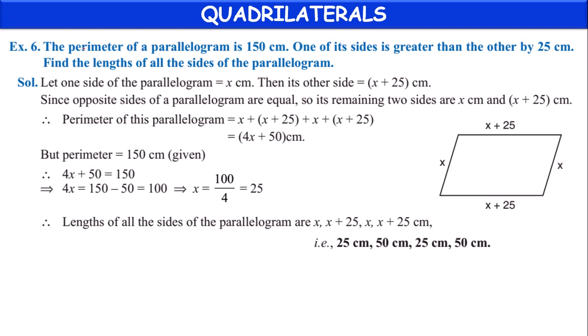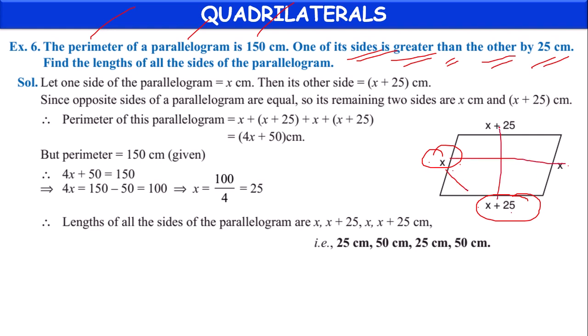Next question. The perimeter of a parallelogram is 150 centimeter. One of its sides is greater than the other by 25 centimeter. Suppose one side is x, the other side is x plus 25, 25 centimeter greater than x. Opposite sides are equal, so all four sides are x, x plus 25, x, x plus 25.